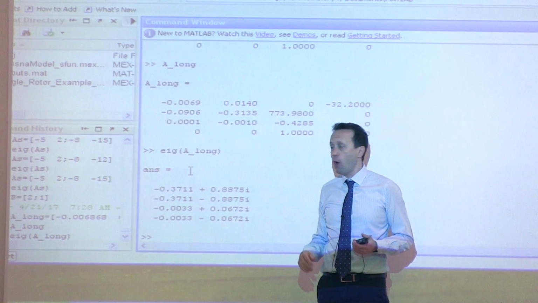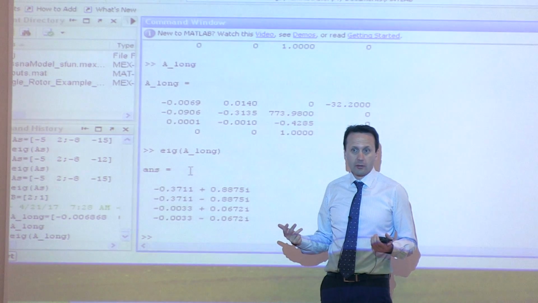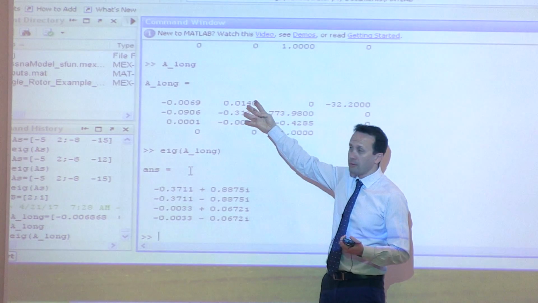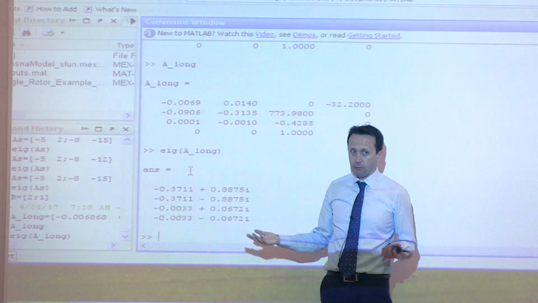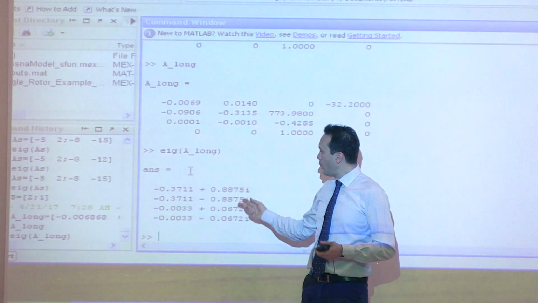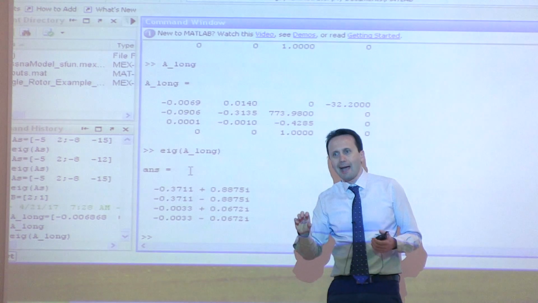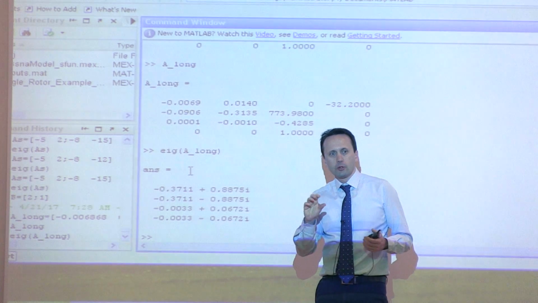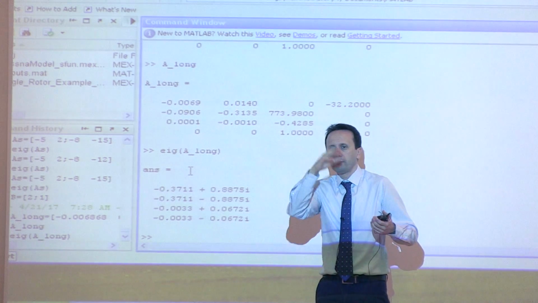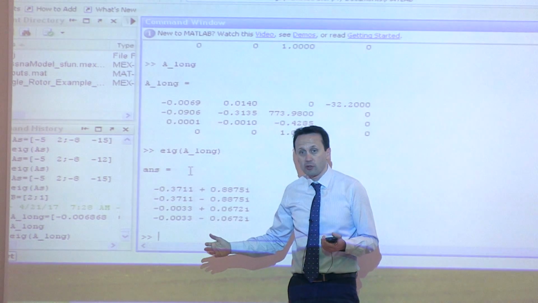What else can we say? How many pairs do we have? Conjugate pairs. We have 2 conjugate pairs. Obviously, we have 4 numbers, so we need to have 4 eigenvalues, and 2 of them are conjugate pairs. Is one of them faster than the other? In other words, will one of them die out faster than the other one? So if I start the system, one of them will disappear and the other one will still oscillate. Which one would die out faster?